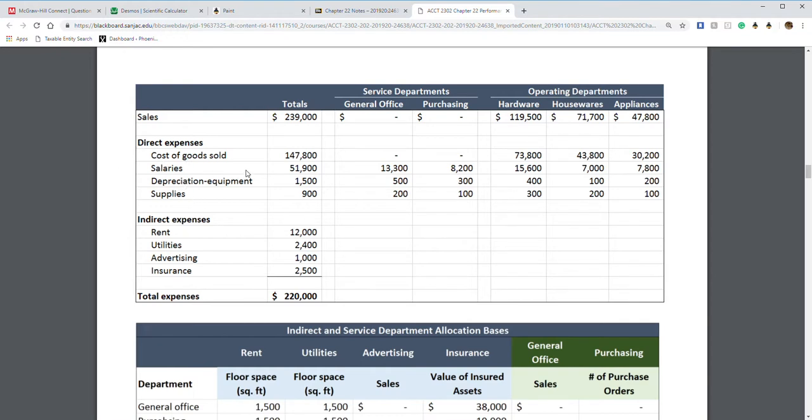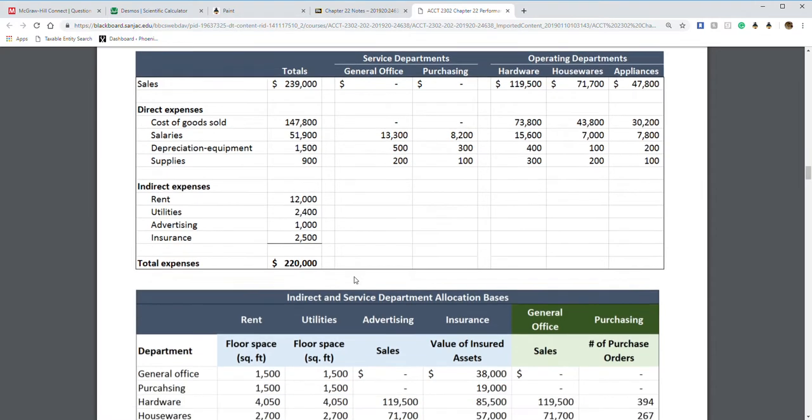So again, cost of goods sold, we shouldn't have any with service, and it should only be in operating. Salary, depreciation, and supplies, as you can see, has been broken down throughout all 5 departments, since all 5 will have them. And now we got all these indirect expenses. Notice it's blank. It is blank. We are going to fill that in. So y'all ready? Let's see how it goes.